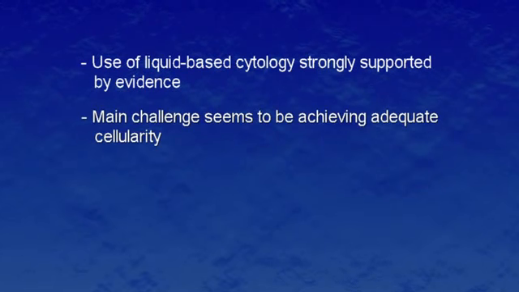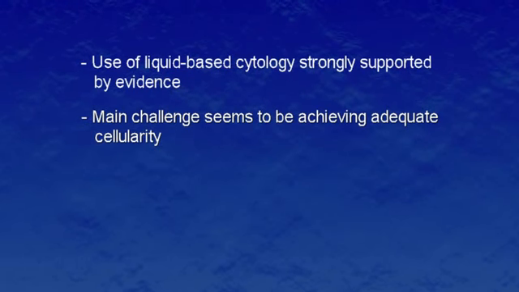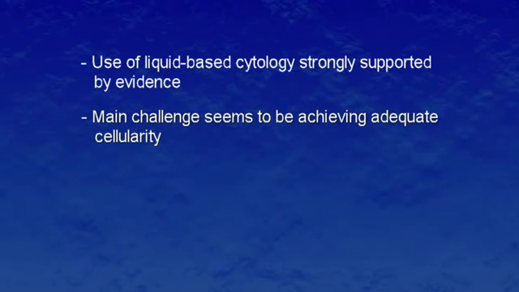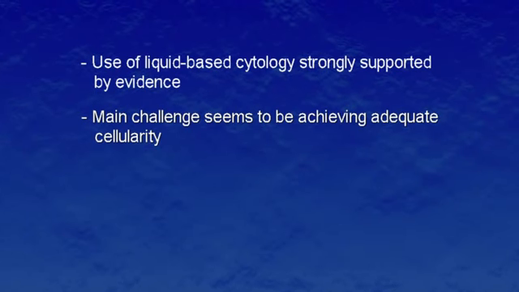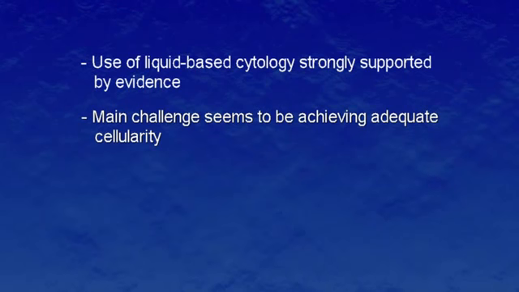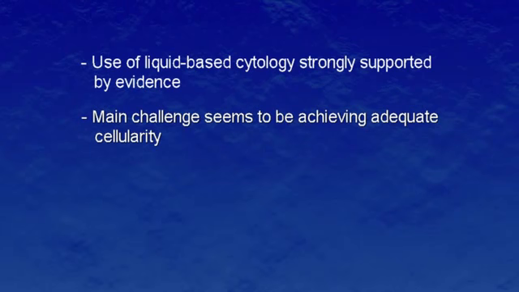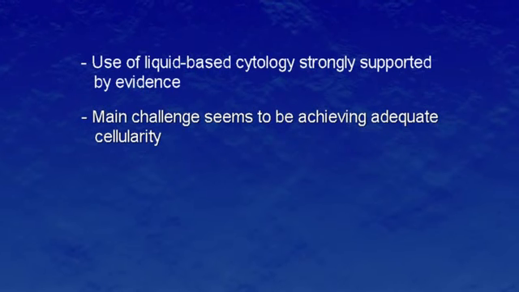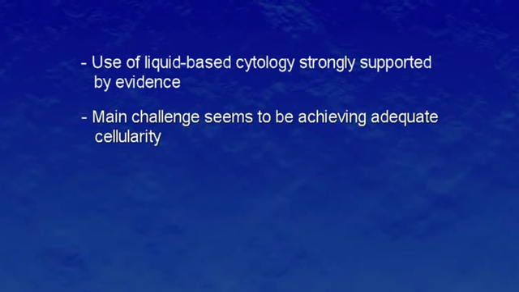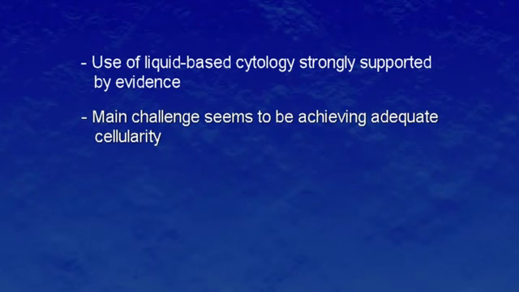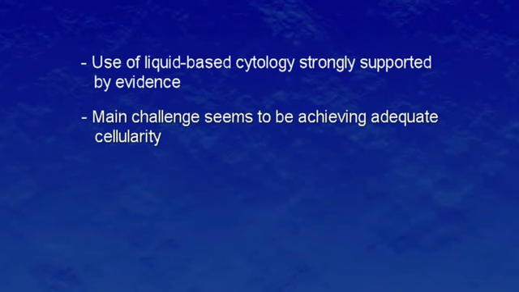The main challenge we find in anal cytology is achieving adequate cellularity. We need to have at least 2,000 nucleated squamous cells on the slide in order to report the slide as satisfactory. If there are fewer than 2,000 cells, or if most of the cells are anucleate, then we must report the slide as unsatisfactory and it will need to be repeated. We also like to be certain that the transformation zone has been sampled.